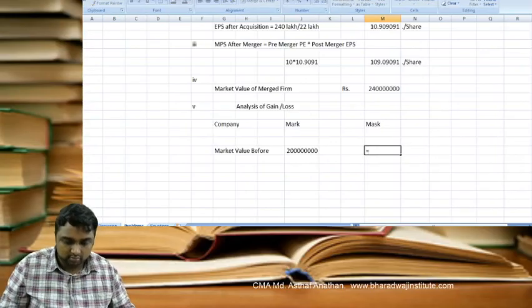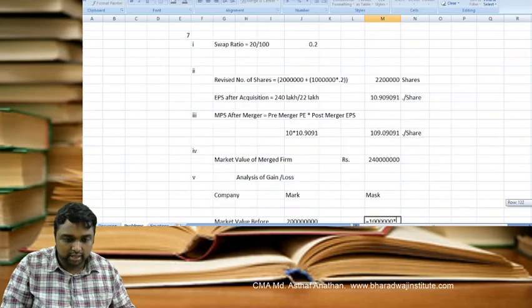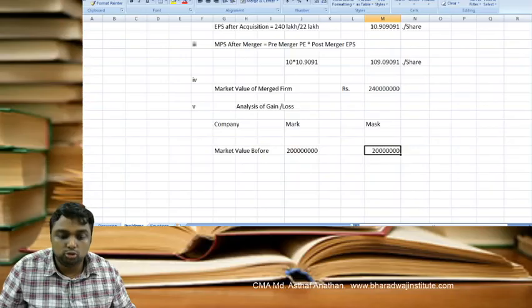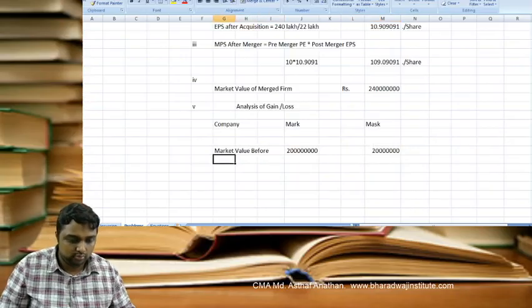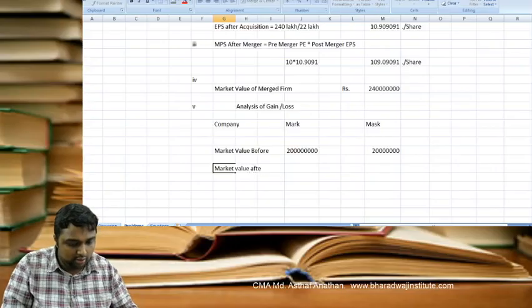Here you have 10 lakh into what is the market price? 20. So it was 2 crore. What is the market value after merger?